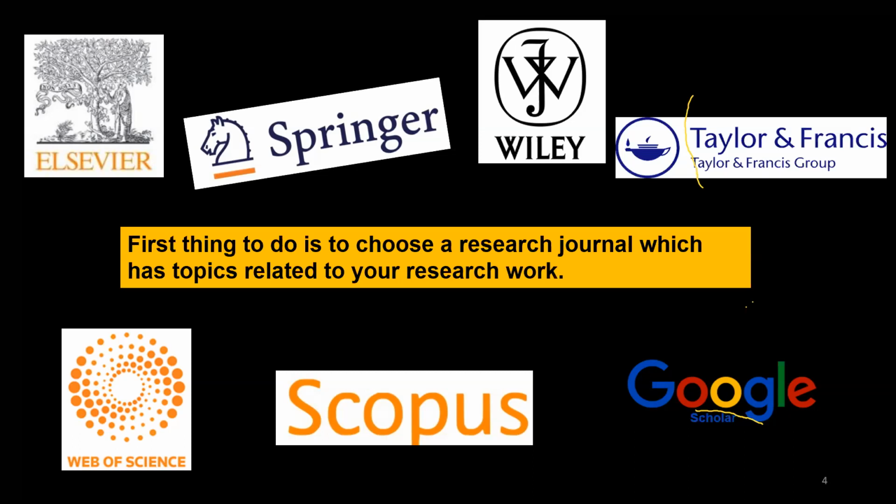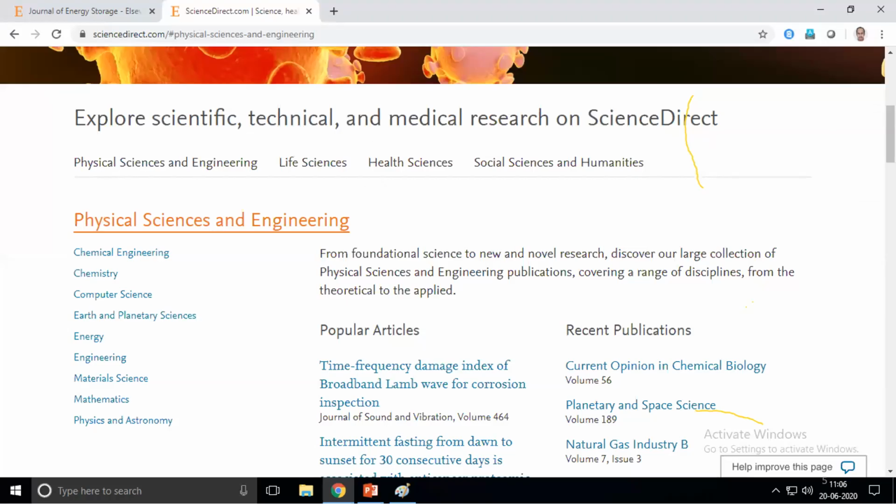Then you start doing your search. When you start searching for the research journal, you will go through all these. Once you have chosen a research journal which has topics related to your research work, the next step is what I am showing, Science Direct, that is sciencedirect.com. That is a widely used platform for publishing.